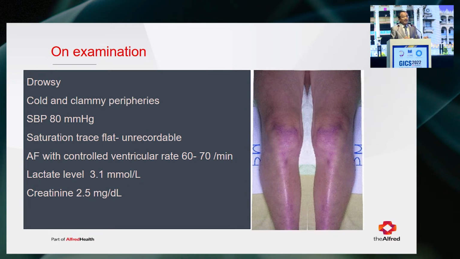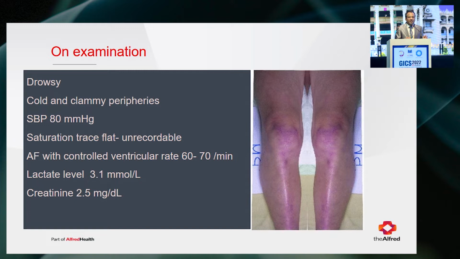He did not have any significant background history, and now the main thing that you find on examination is that he is drowsy but easily rousable. He has got cold, clammy peripheries, and he has got mottling along with that. His systolic is 80, his saturation trace is flat, and his saturation is unrecordable. And we noticed that he is in AF with a well-controlled rate of 60 to 80 per minute, and his lactate level is high, and the creatinine has doubled in the last 24 hours. So I think you get the gist of it. This patient is in a shock state.